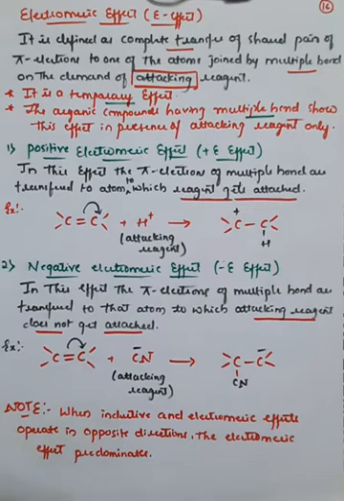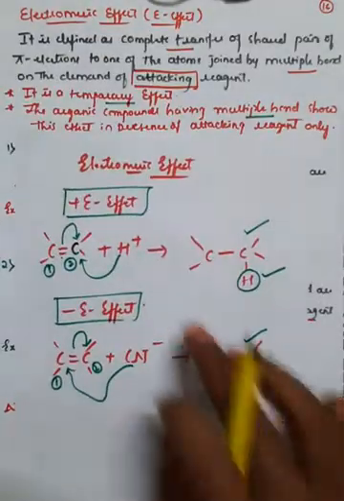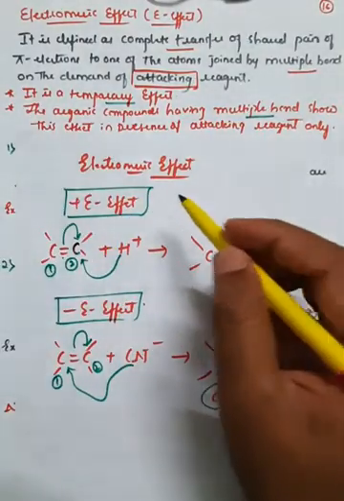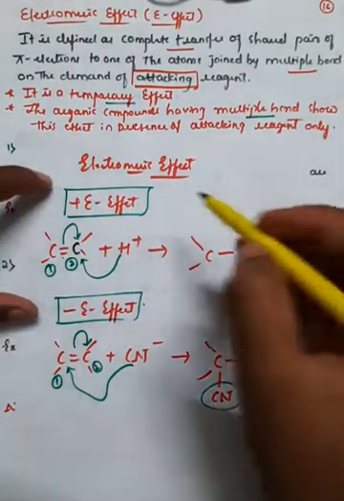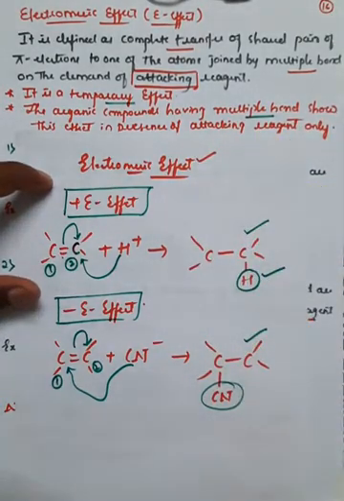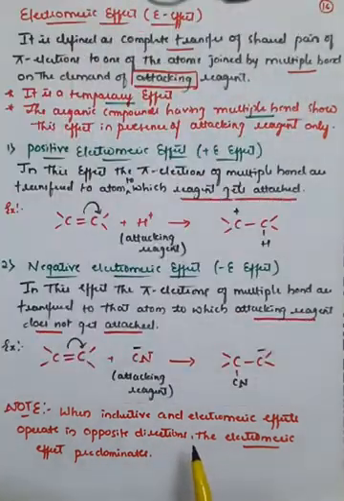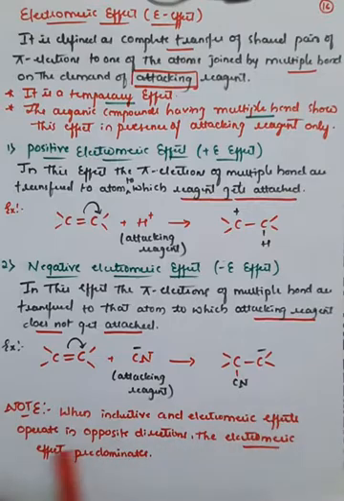One important note here: when inductive effect and electromeric effect operate in opposite directions, the electromeric effect predominates. If both the inductive effect as well as the electromeric effect occur simultaneously in a single molecule, then the electromeric effect will show the greater effect on the molecule. The same thing I have explained here. Whenever the inductive effect as well as electromeric effect operate in the same direction, the electromeric effect predominates, which means the ability of attacking is more when compared to that of the inductive effect.